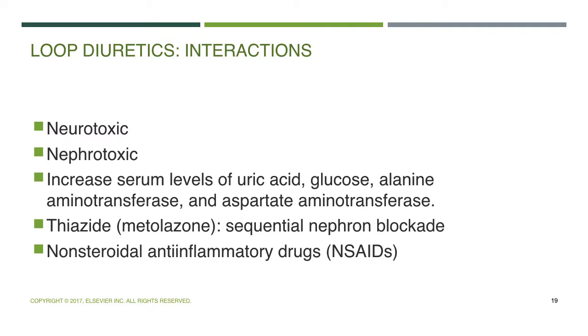Increased serum levels of uric acid, glucose, alanine aminotransferase, and aspartate aminotransferase can happen. And with thiazide, you can get a sequential nephron blockade if it's given with it. It also has interactions with the nonsteroidal anti-inflammatory drugs because they also have kidney reactions that can lead to nephrotoxicity.